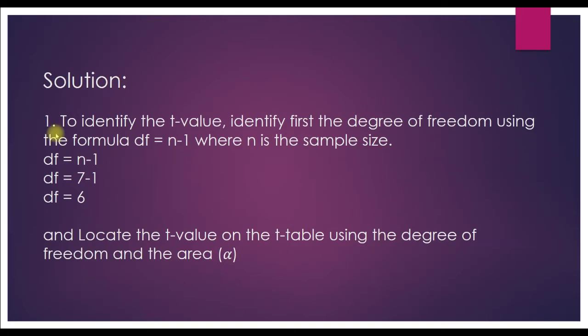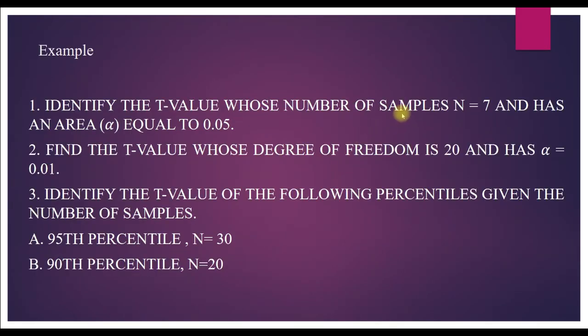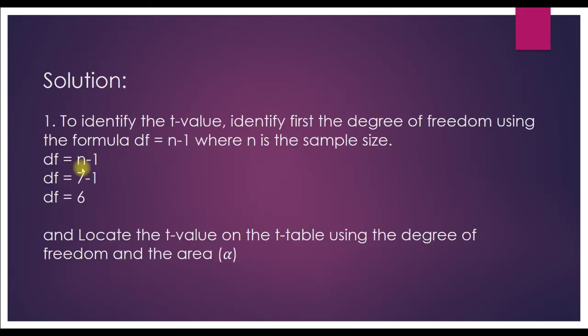Here's the solution sa number 1. To identify the t-value, identify first the degree of freedom using the formula df, or the degree of freedom, is equal to n minus 1, where n is the sample size. Balikan natin yung number 1. Ang sample size dito sa number 1 is 7. df is equal to n minus 1, so df is equal to 7 minus 1. Then df is equal to 6. The degree of freedom natin is 6. In short, yung degree of freedom lang natin is binabawasan na natin ng 1 yung sample size.